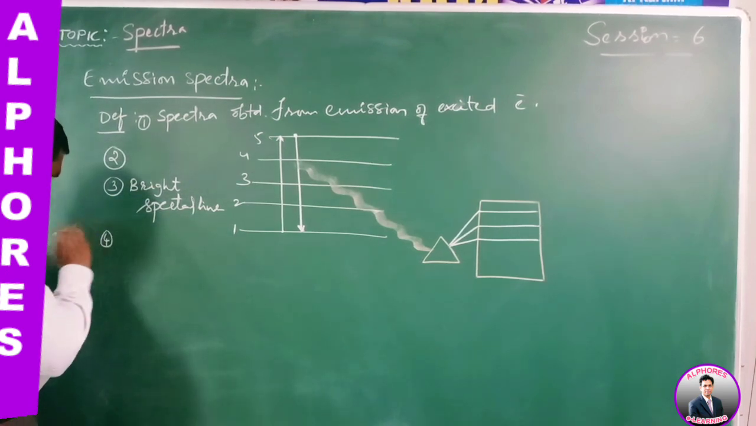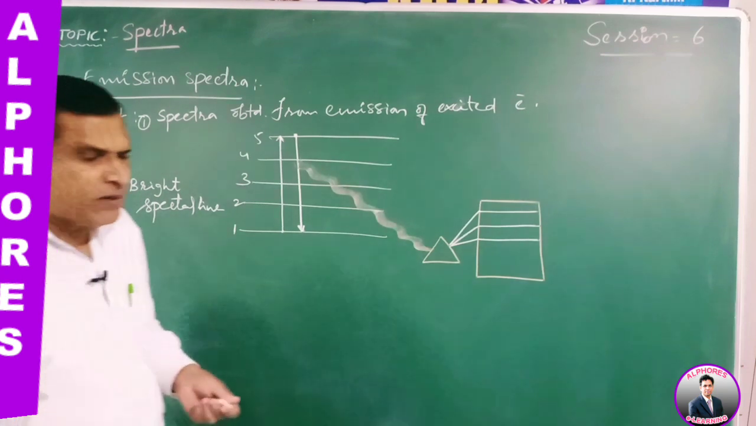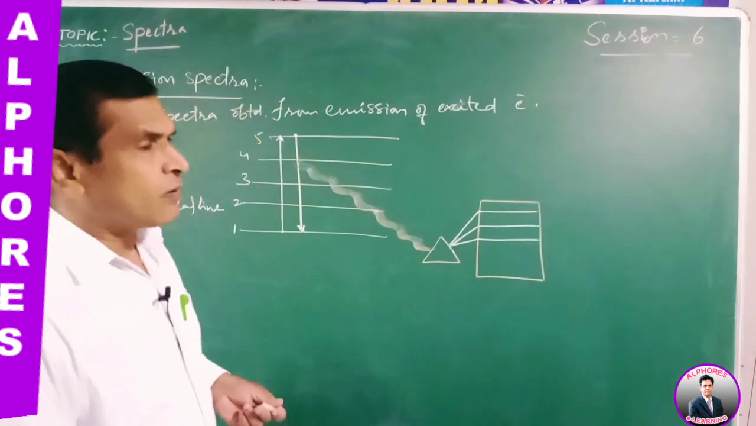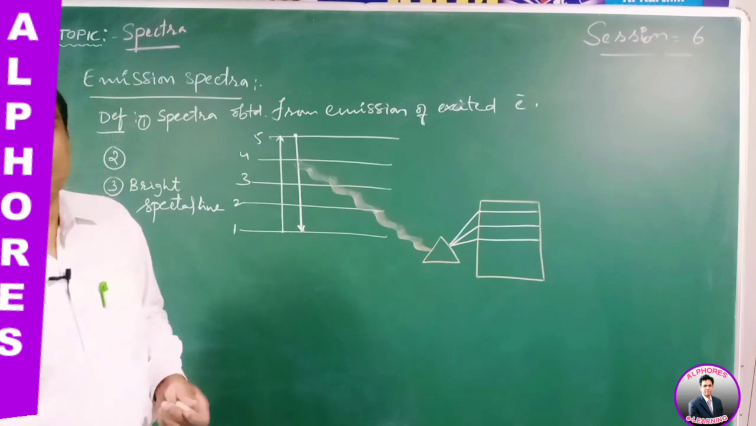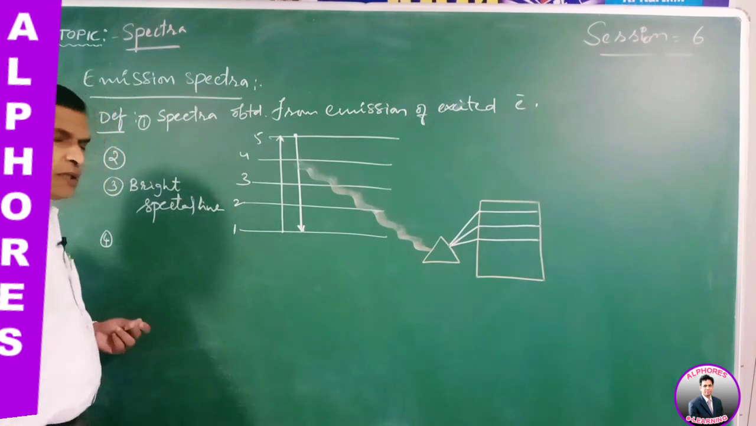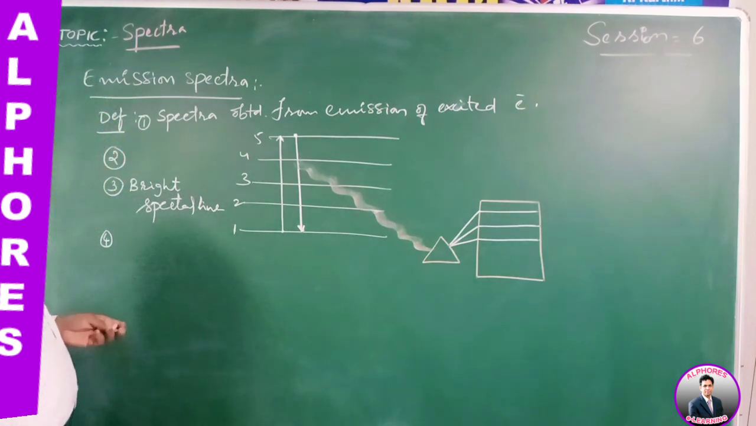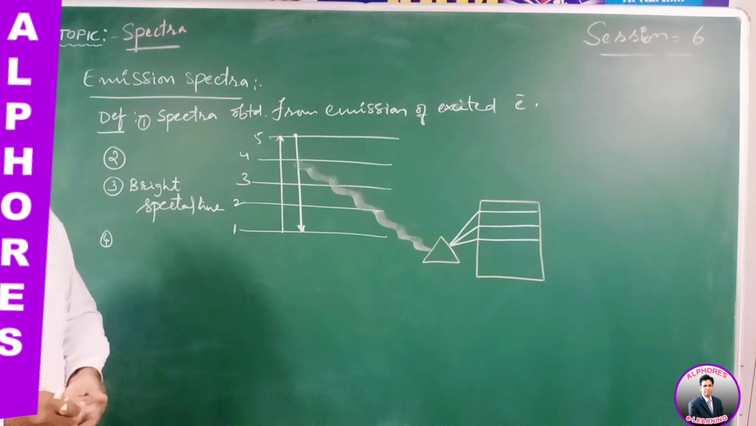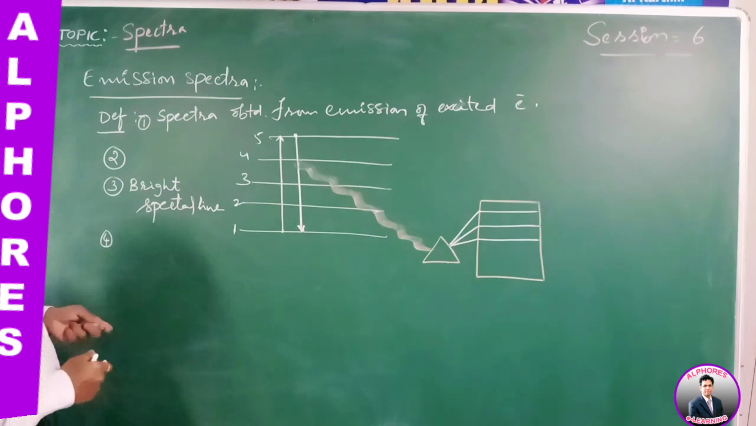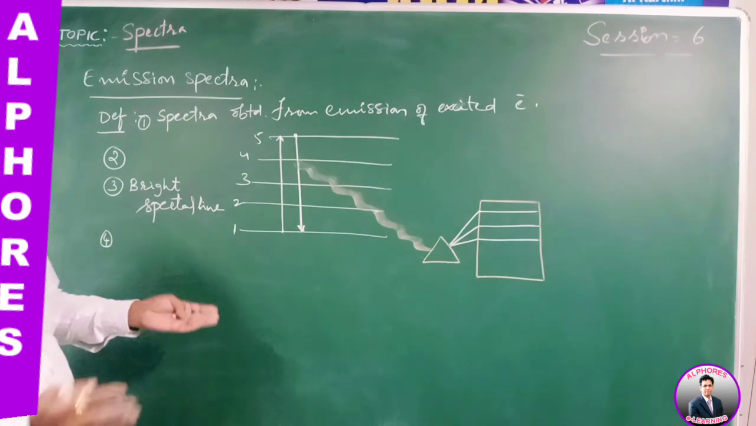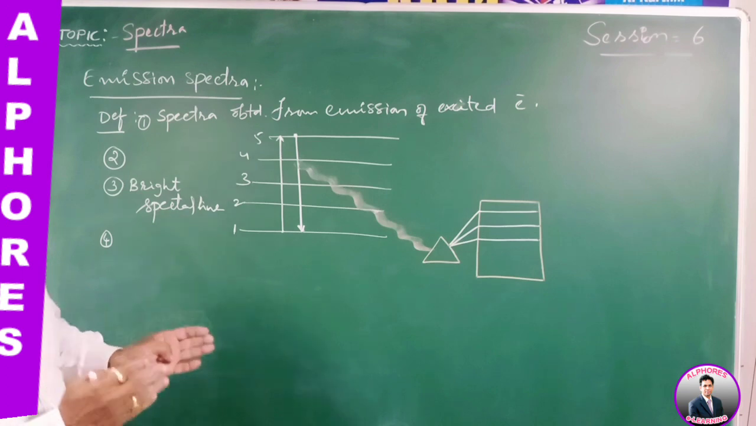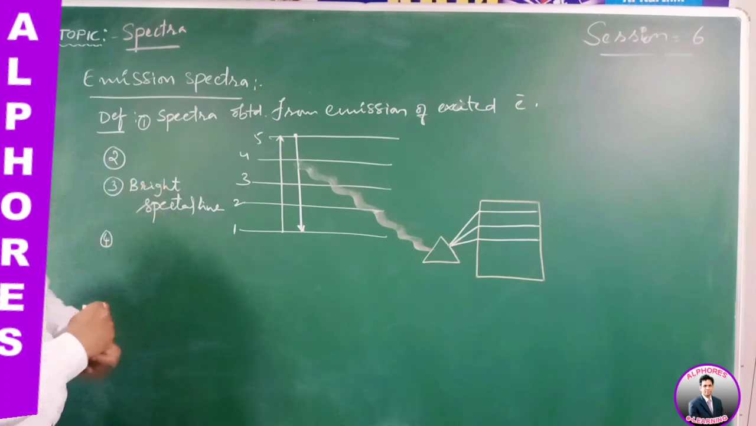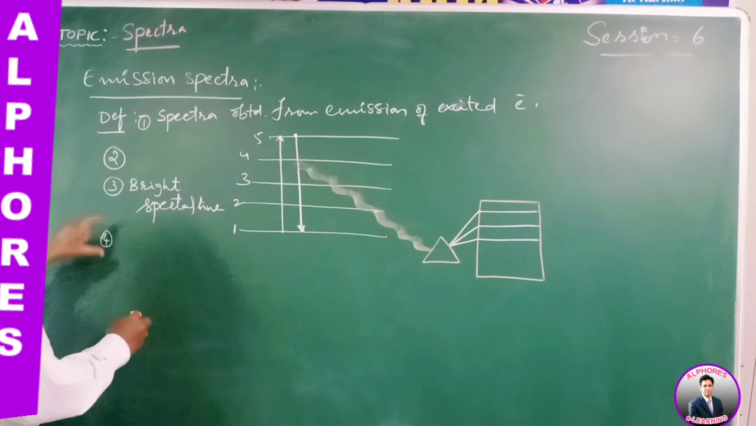The fourth point is emission spectra are formed by hot atomized metals and non-metals, that is, hot atomized elements. Hot atomized elements can form emission spectra. So that is the fourth point.